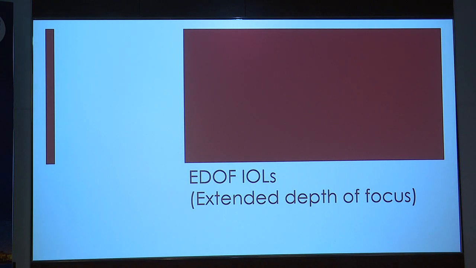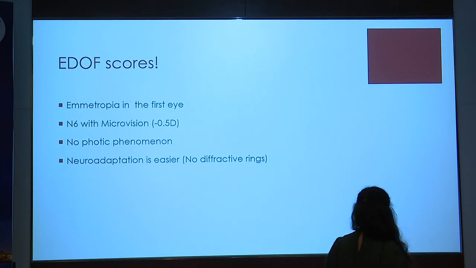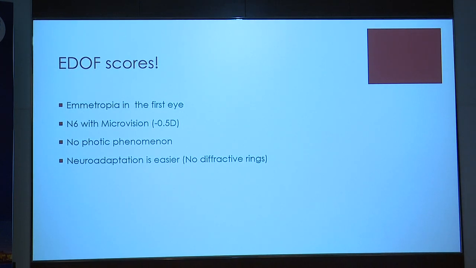Now, the other equally interesting option is the EDOF lens, the extended depth of focus lens. I'll talk about the specific ones a little later. But with these lenses, the biggest advantage is that neuroadaptation and photic phenomena may not be an issue. The drop in contrast won't be an issue because there are no rings here. And with a little bit of micromonovision, that means if you aim for about -0.5 or -0.75, an N6 is achievable, which is what he came to you for.